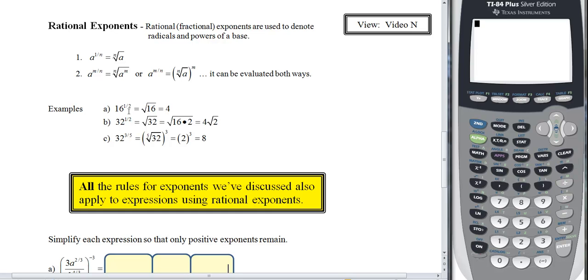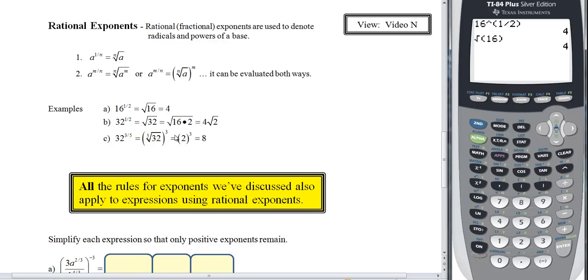Some examples: I've got 16 to the 1/2. Notice where the 2 is. That means square root of 16, and that equals 4. Now if I have a fractional exponent, I need parentheses. And there's my 4, which is the exact same thing as square root of 16.